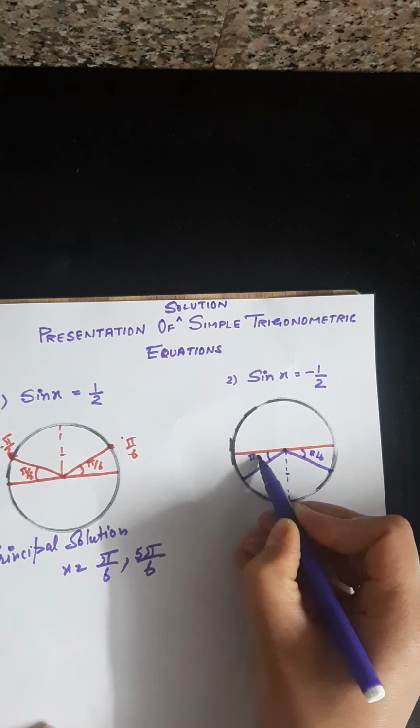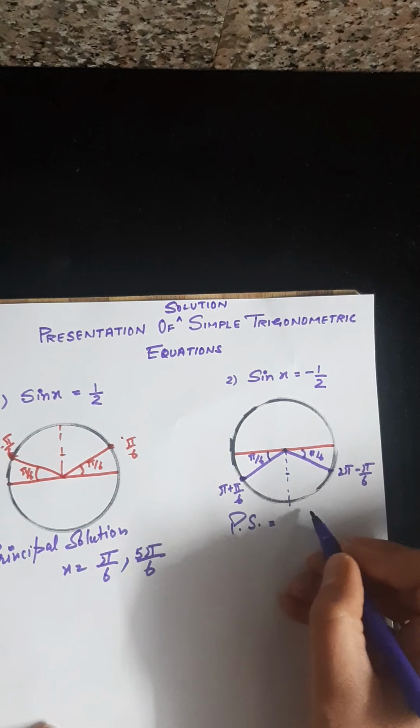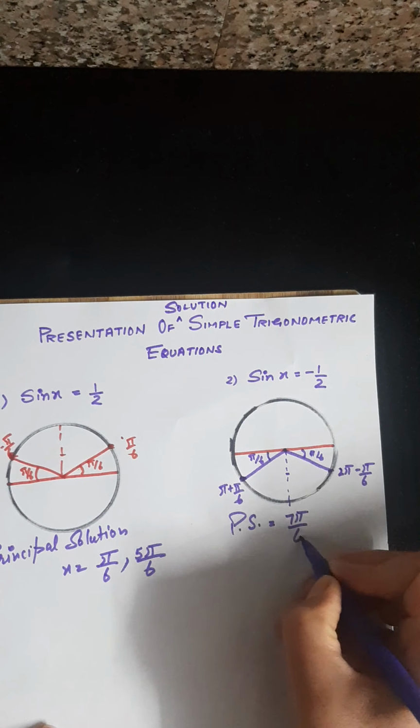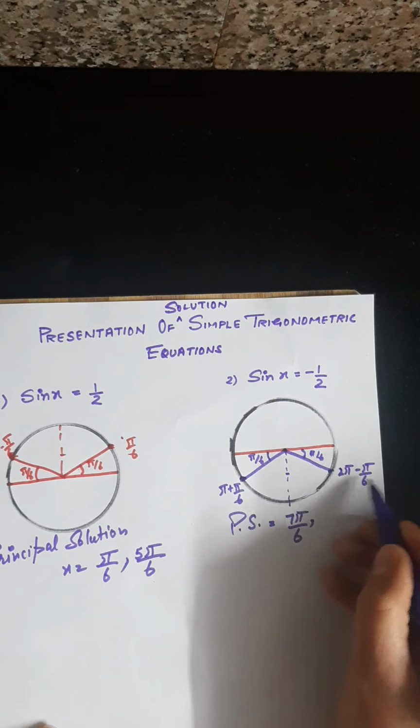But this position is called pi plus pi by 6. And you may name it by this angle, but it is easier to name it from this, 2 pi minus pi by 6. So here your principal solutions are pi plus pi by 6, which is 7 pi by 6, and 2 pi minus pi by 6, which is 11 pi by 6. So these are the principal solutions.